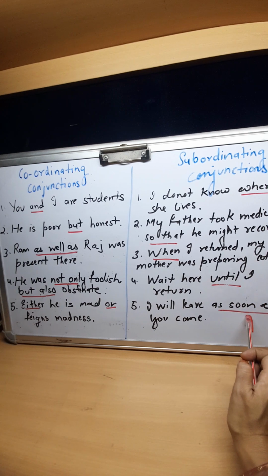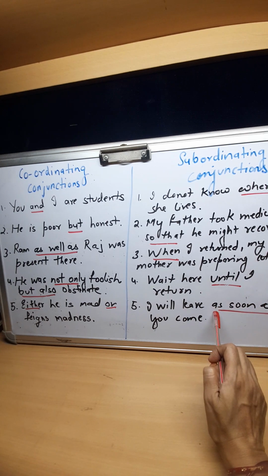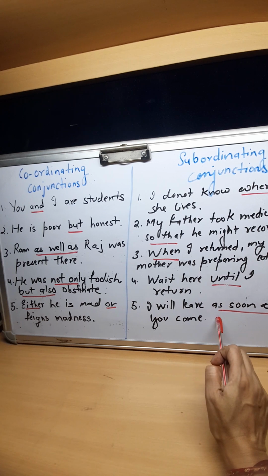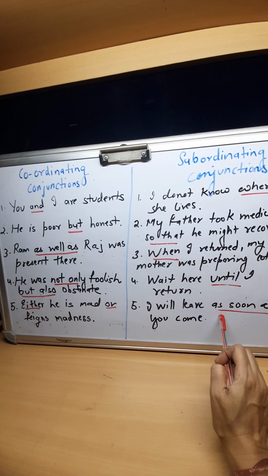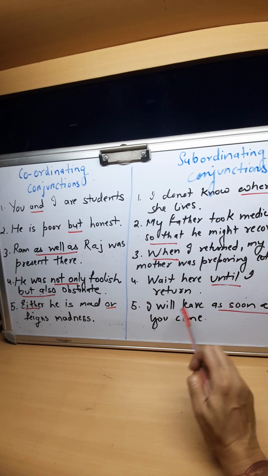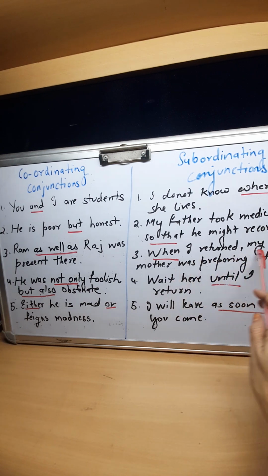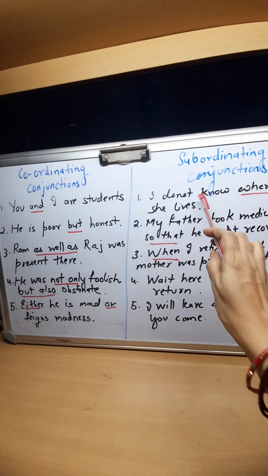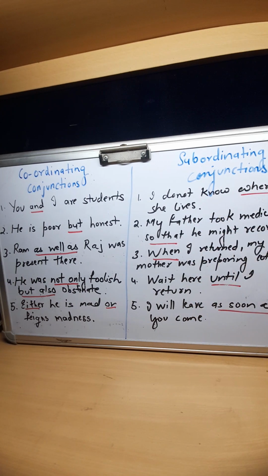So subordinating conjunctions are those conjunctions which give the answer to the questions what, when, where. And when subordinating conjunctions are used, then they are dependent on the other part of the sentence for its complete meaning. These are the things, the rules, to identify whether this is a subordinating conjunction or not.